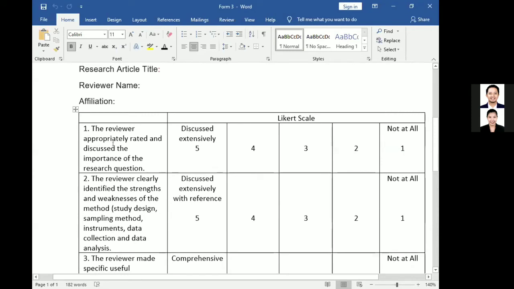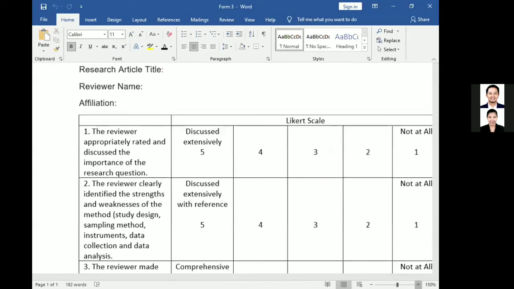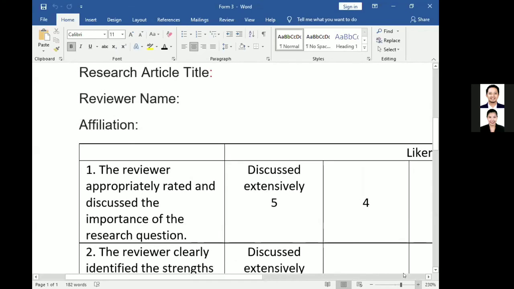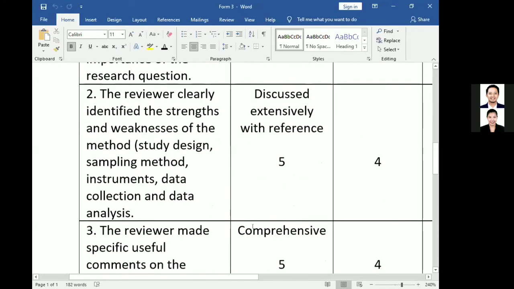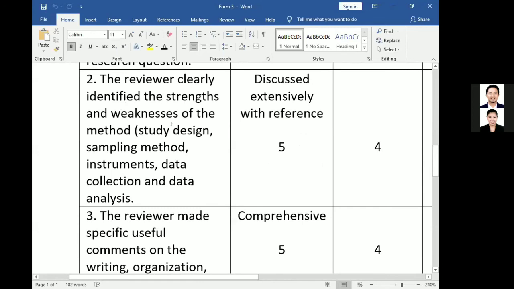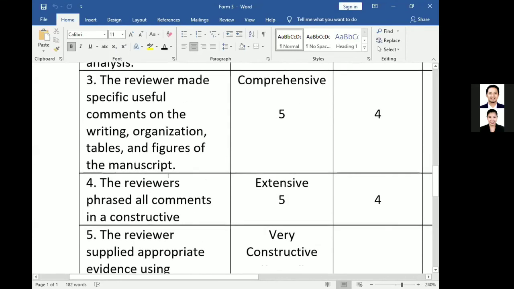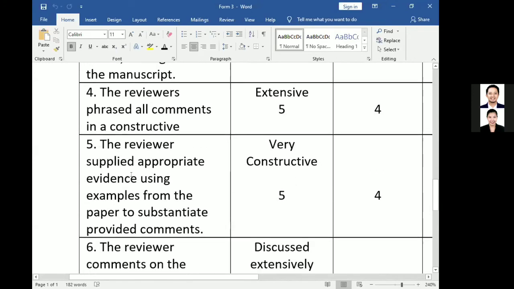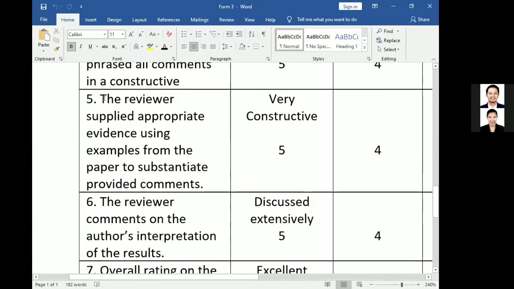Number 1, the reviewer appropriately rated and discussed the importance of the research question. Second, the reviewer clearly identified the strengths and weaknesses of the method, study design, sampling method, instruments, data collection, and data analysis. Number 3, the reviewer made specific useful comments on writing, organizing, tables, and figures of a manuscript. Number 4, the reviewer phrased all comments in a constructive manner. And then the reviewer supplied appropriate evidence using examples from the paper to substantiate the comments.